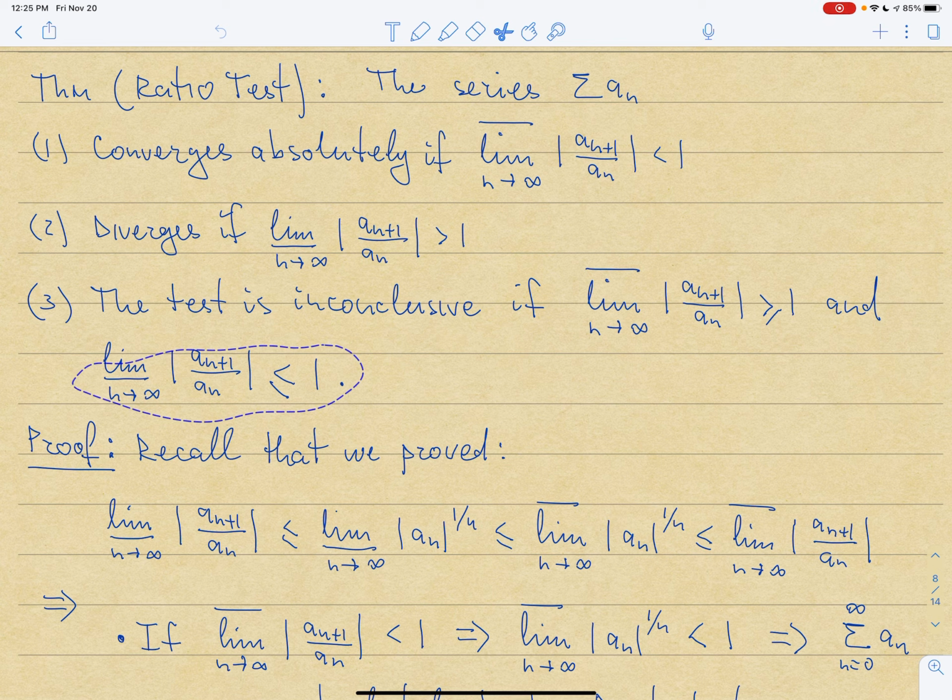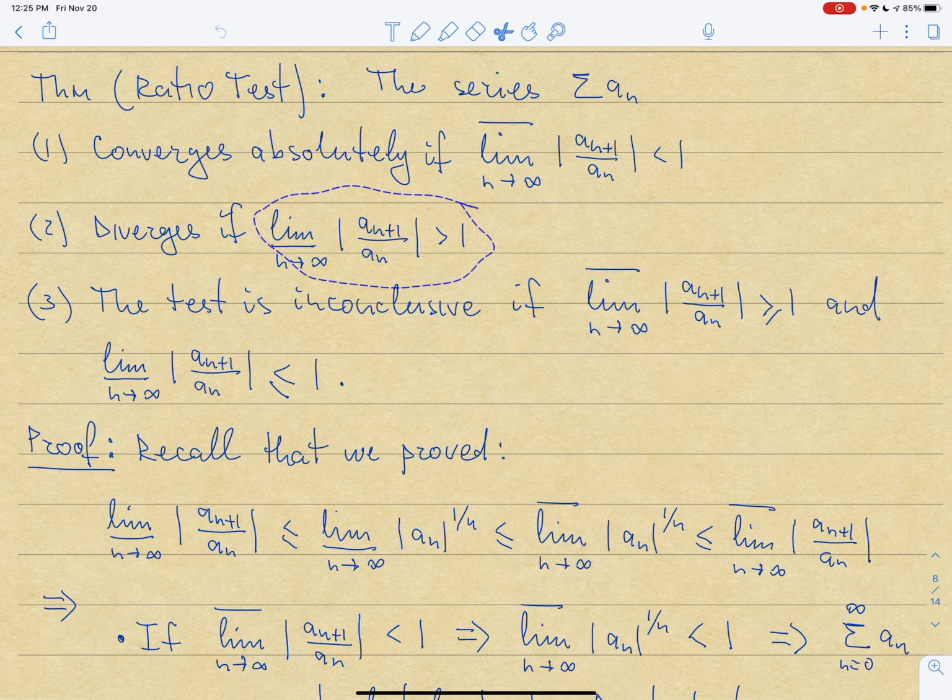So remember that in the root test, the quantity we worked with was lim sup of the nth root of |a_n|, and that determined everything. In this case, both lim sup and lim inf will play a role.